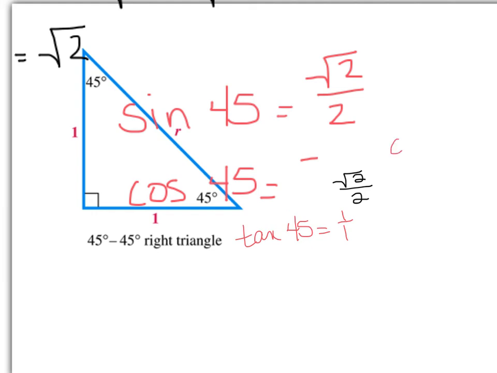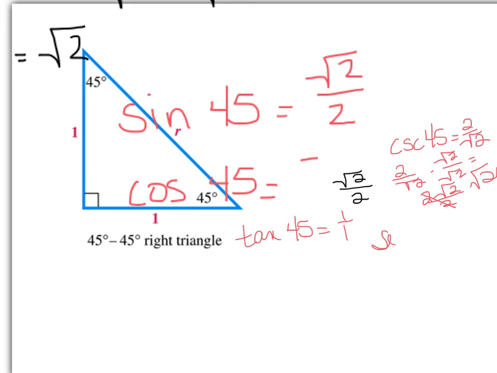We'll take a look at the cosecant. That's 2 over the square root of 2. Remember, we have to rationalize. And that gives us 2 root 2 over 2, which is simply square root of 2. The secant is actually going to be exactly the same. It'll be 2 over the square root of 2. When we rationalize that, we simply get square root of 2.